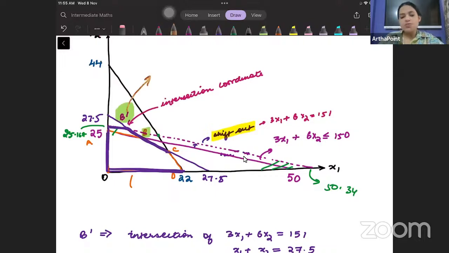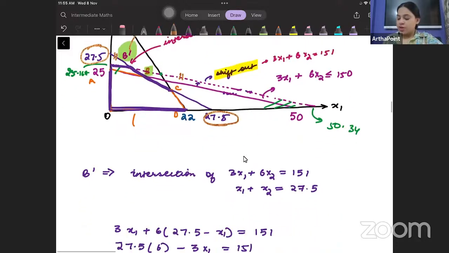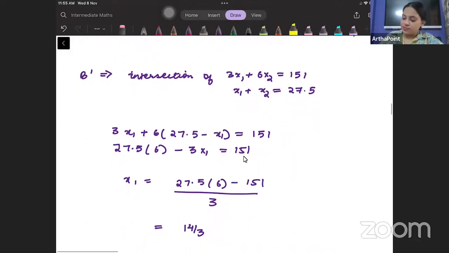कौन से दो curves है इस पे जो intersect कर रहे हैं? If I notice at B dash, this butter curve, 27.5, 27.5, and this flower curve. These two lines are intersecting with each other at this point B dash. So flower का equation क्या है?